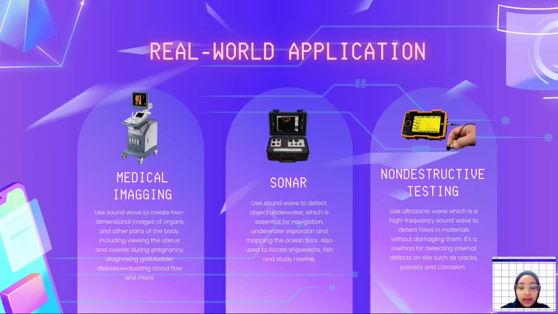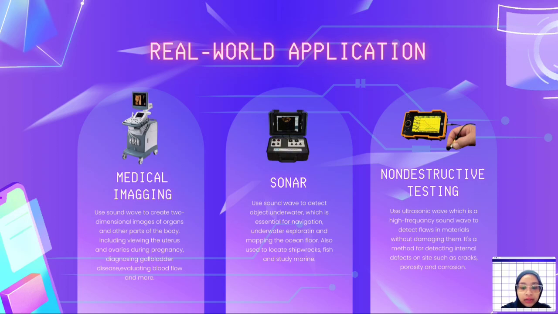Nowadays, there are many machines and applications in the real world that use ultrasound waves. Firstly, a medical imaging machine. It uses sound waves to create two-dimensional images of organs or other parts of the body, including viewing the uterus and ovary during pregnancy, diagnosing gallbladder disease, evaluating blood flow, and more.